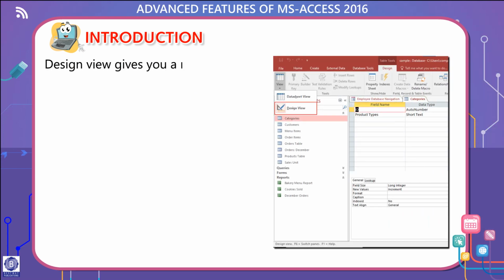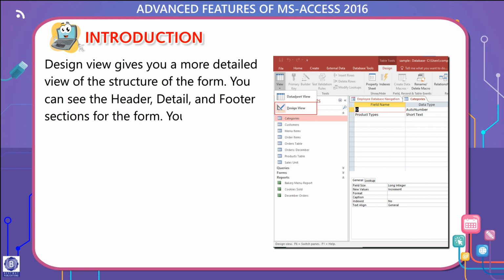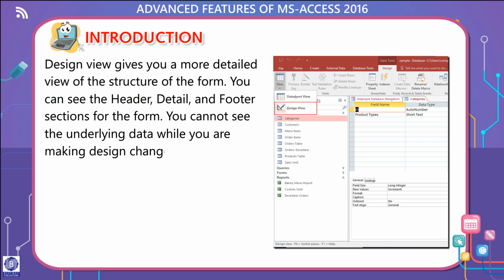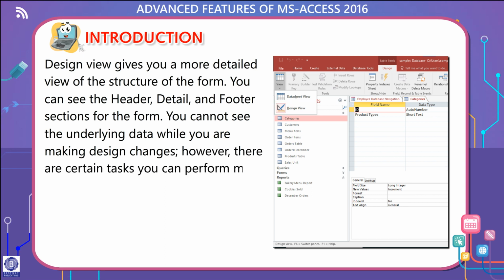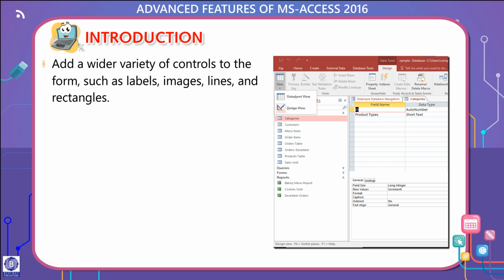Design view gives you a more detailed view of the structure of the form. You can see the header, detail, and footer sections for the form. You cannot see the underlying data while you are making design changes. However, there are certain tasks you can perform more easily in design view than in layout view. You can add a wider variety of controls to the form, such as labels, images, lines, and rectangles.